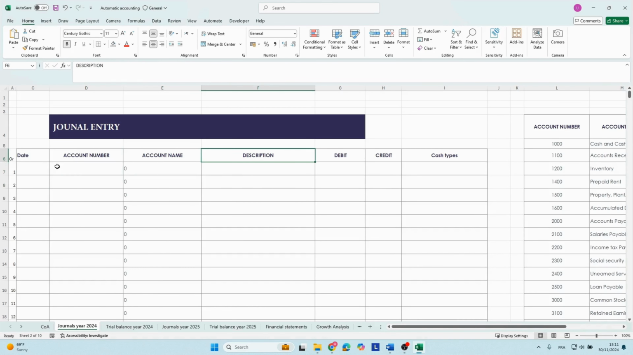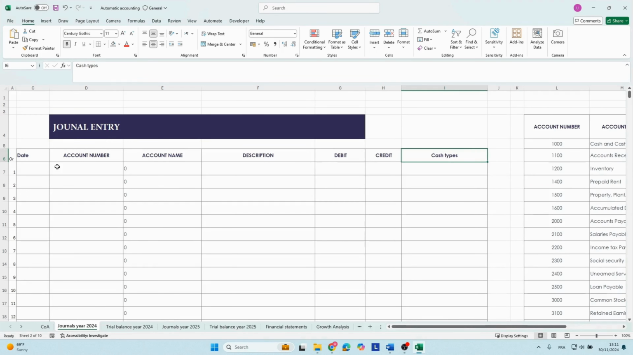Then we have description for transaction. So we need just to put the description for this transaction. We have debit side in accounting. As you may know, we have debit and credit. Always the debit should be equal to the credit for each transaction. So here we put the amount in debit and then we have credit.